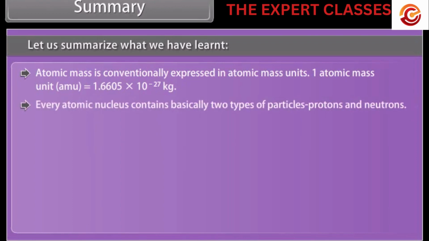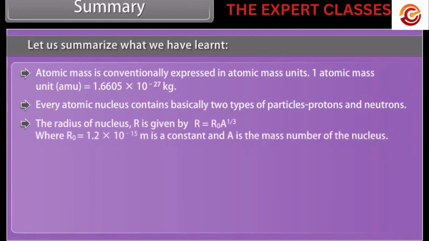Every atomic nucleus contains basically two types of particles, protons and neutrons. The radius of nucleus R is given by R = R0 A^(1/3), where R0 = 1.2 × 10^-15 m is a constant, and A is the mass number of the nucleus.